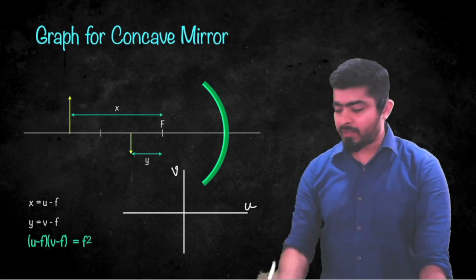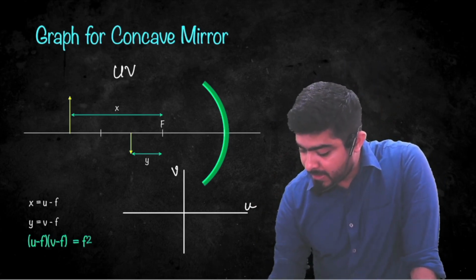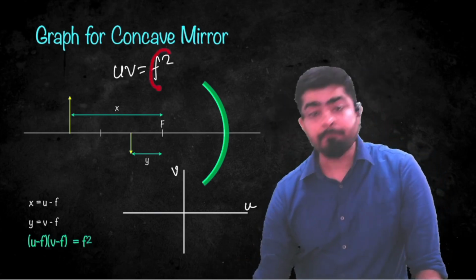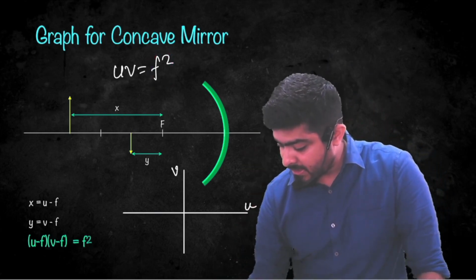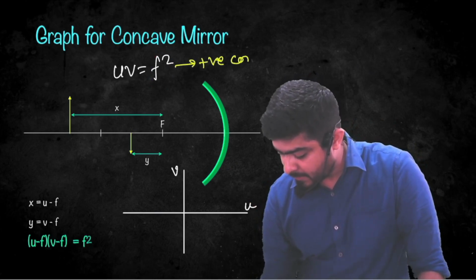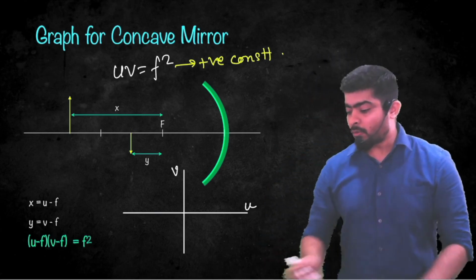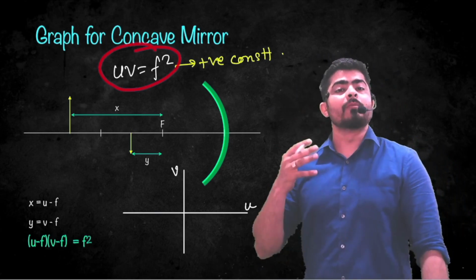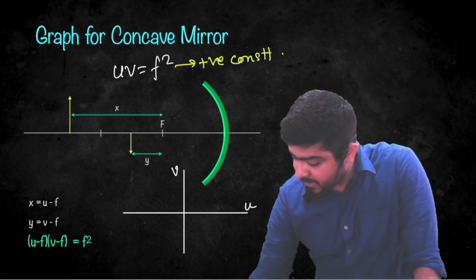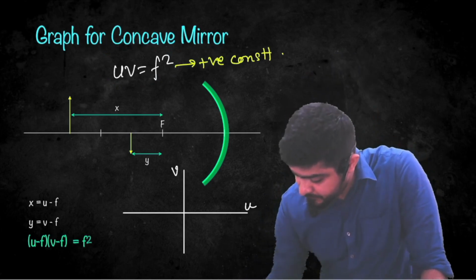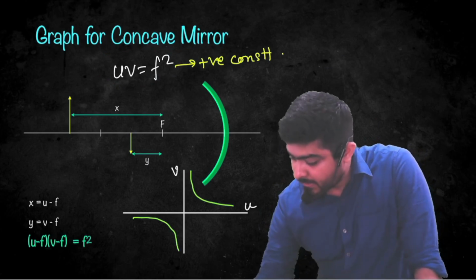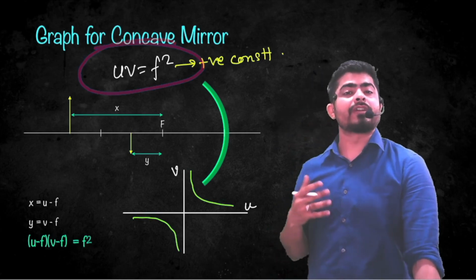Now if we want to draw the graph for uv equal to f square, this is a positive constant. So the graph for this formula will be a rectangular hyperbola which would look something like this. This would be your graph. Okay, this is the graph for this equation.